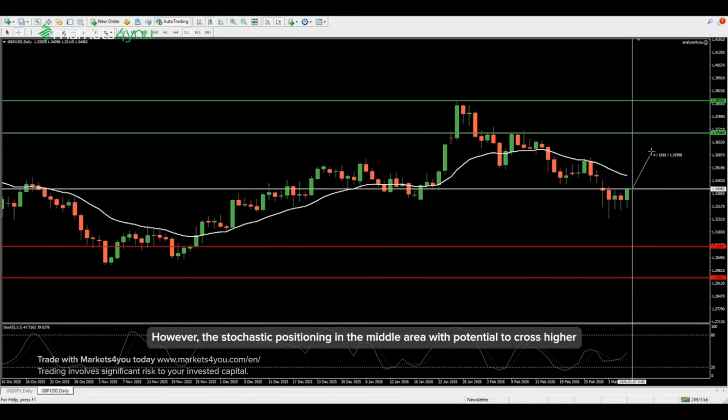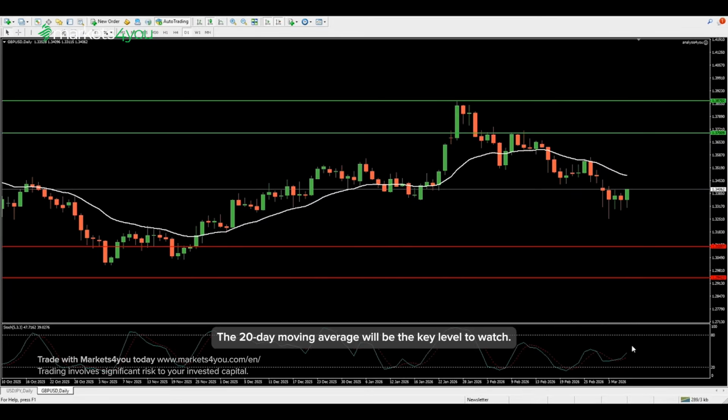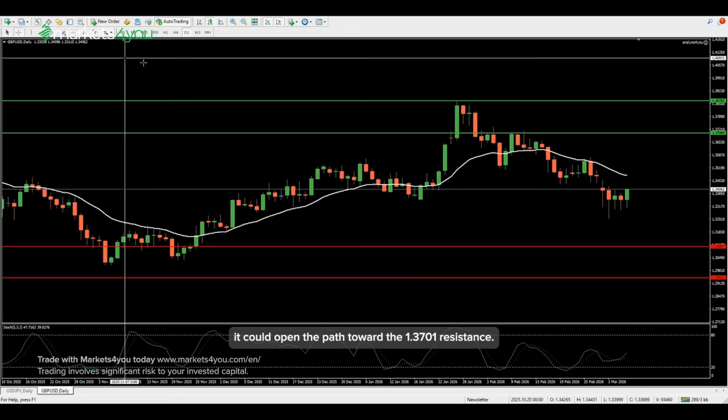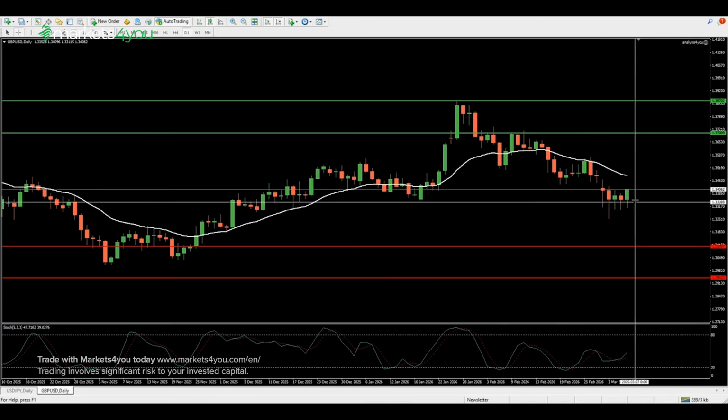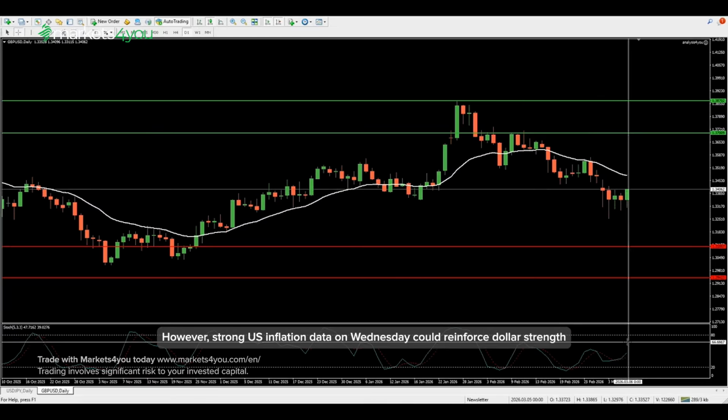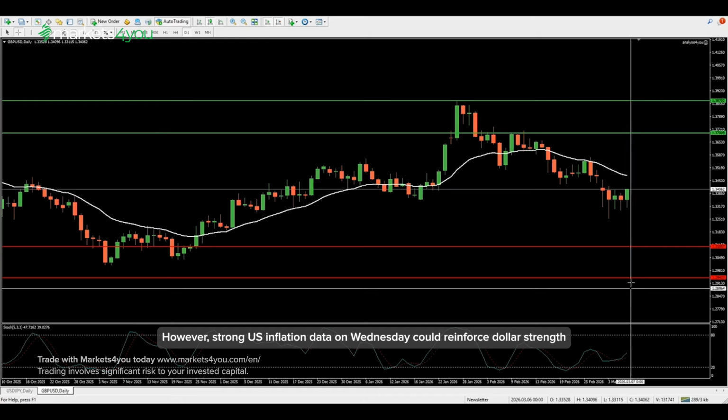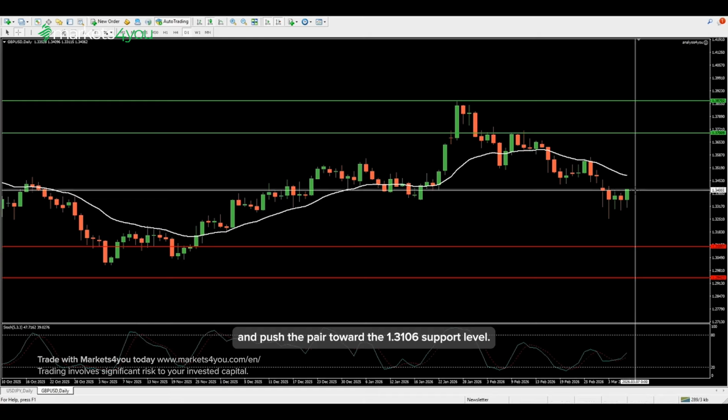However, the stochastic positioning in the middle area with potential to cross higher suggests buyers may be attempting to step in. The 20-day moving average will be the key level to watch. If the pound can reclaim this level, it could open the path toward the 1.3701 resistance. However, strong US inflation data on Wednesday could reinforce dollar strength and push the pair toward the 1.3106 support level.